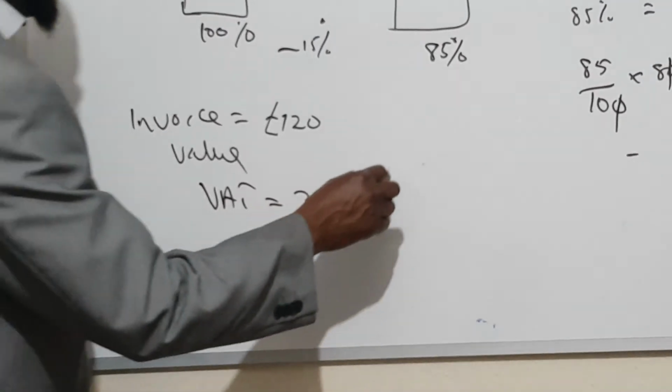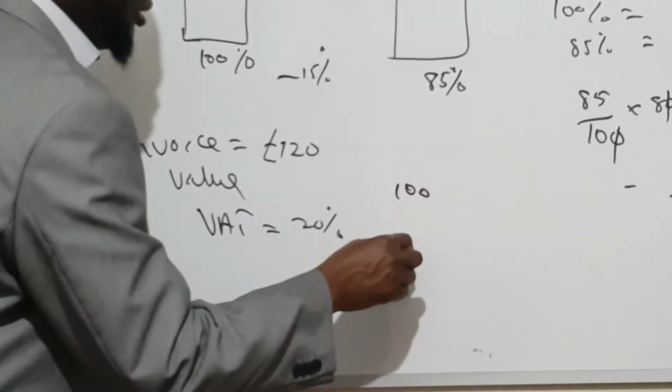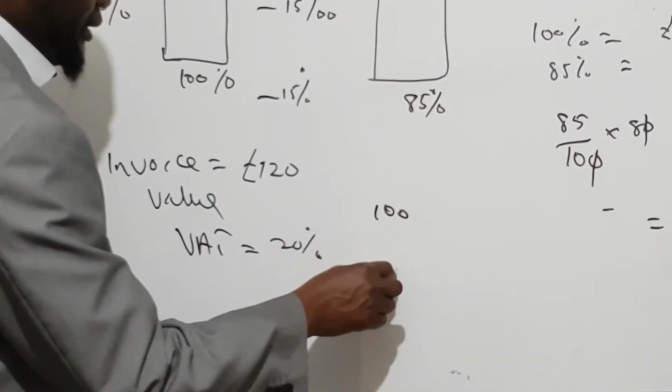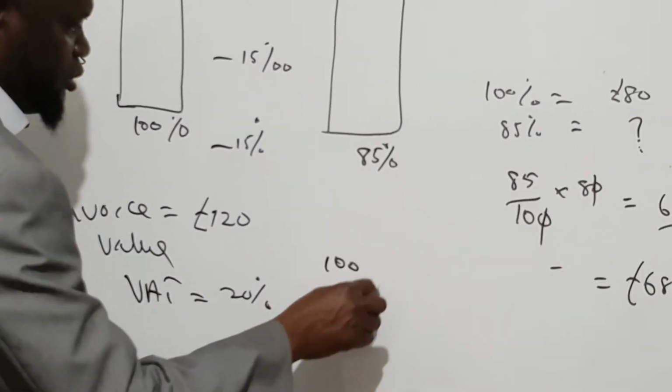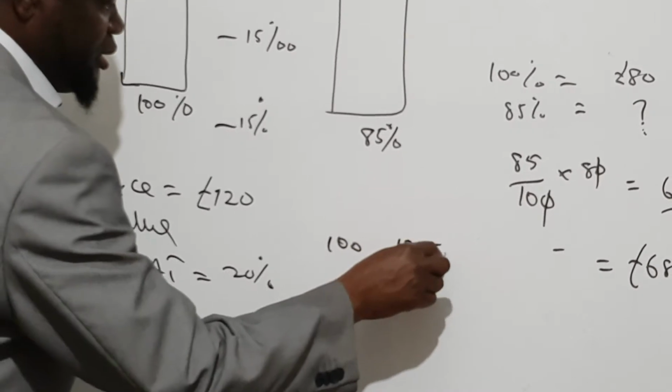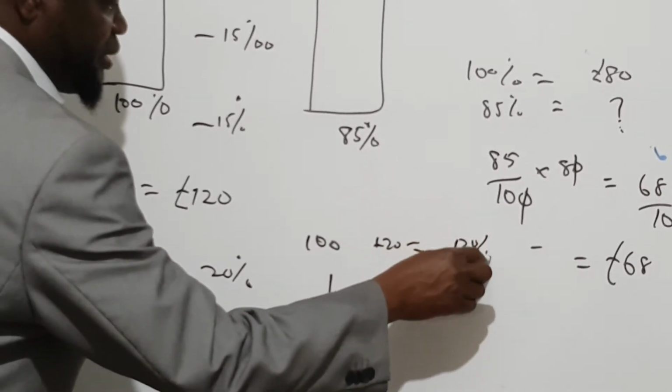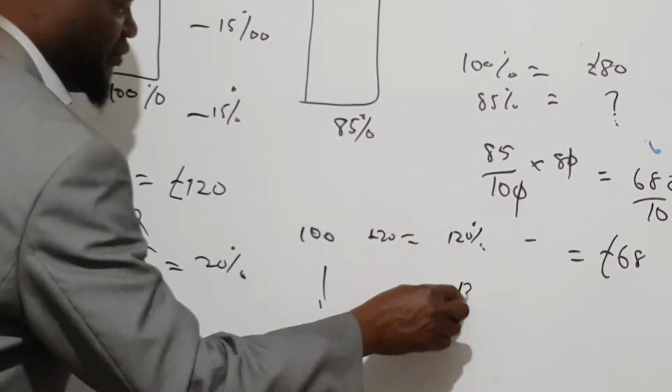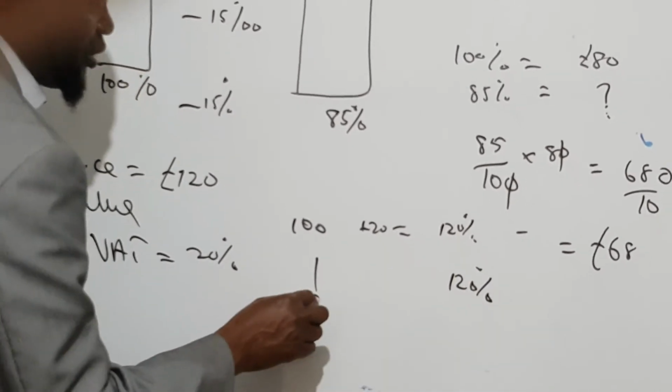So you are going to say 100% plus 20% is equal to 120%, and this is equal to the invoice value because that's what I paid. So what was the 100% value?